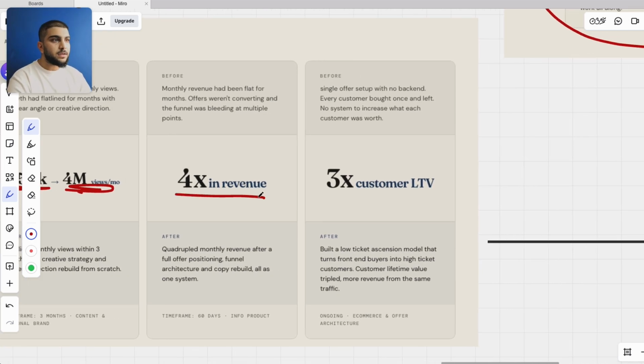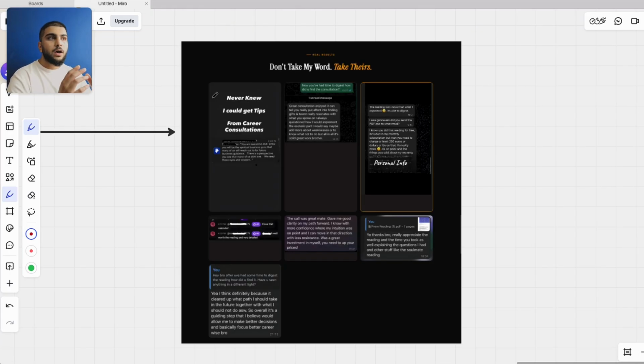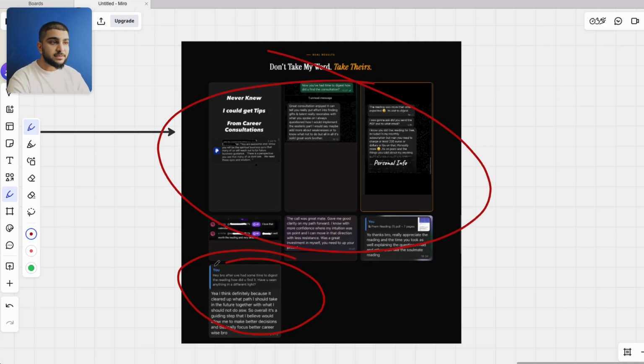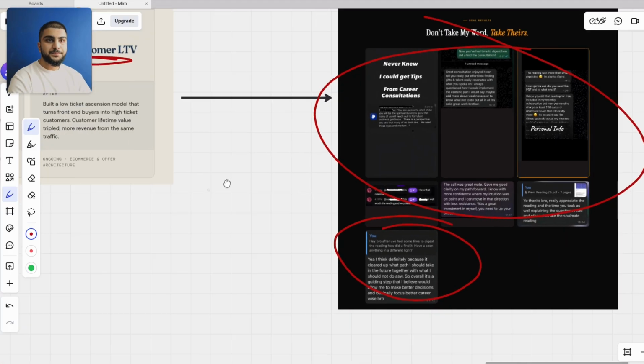And then you do this again. 4x in revenue, I've done this for clients. 3x customer LTV, I've done this for clients. Testimonials are the best form of hard objection handling. This is somewhere where you can take someone who's kind of cold or warm, like on the fence, and get them over the other side and make them pay. So for example, if you can put as many testimonials as possible, that's amazing. And there's a couple ways to implement this. I'll talk about that in another video.